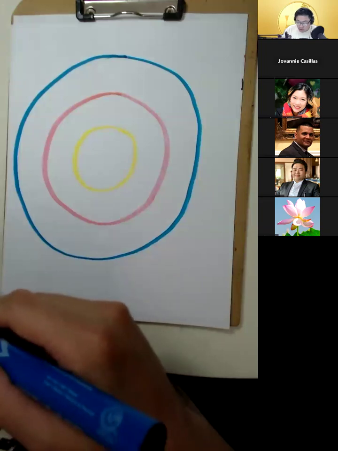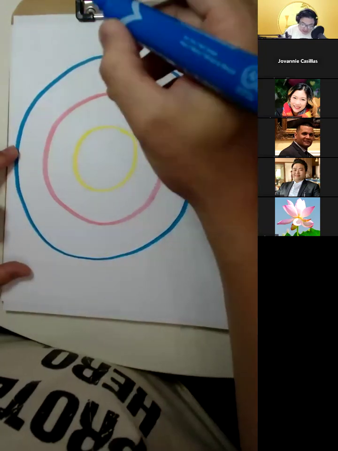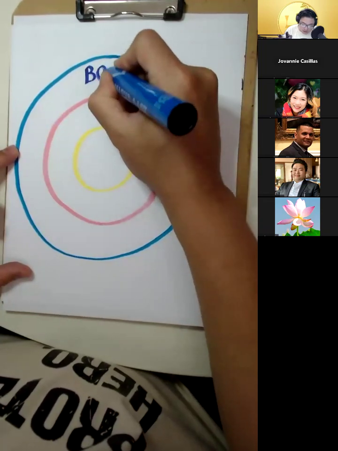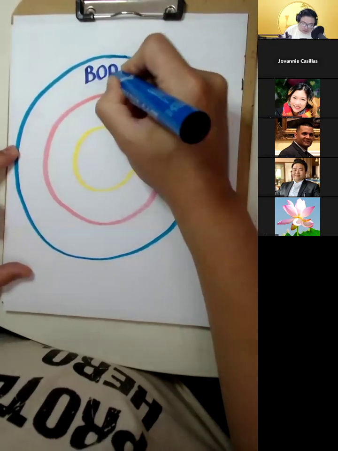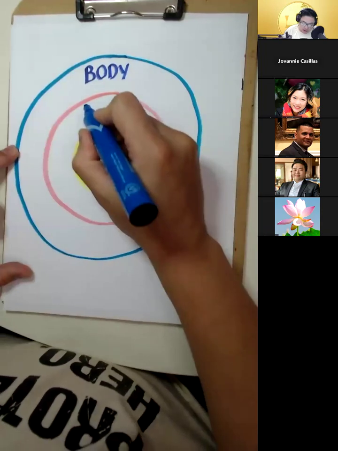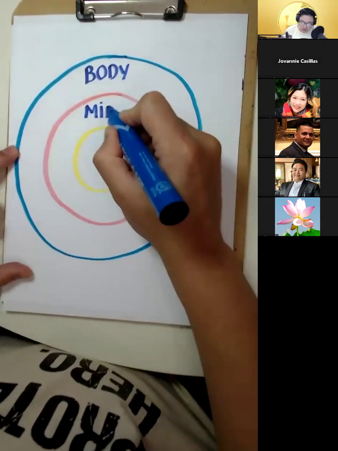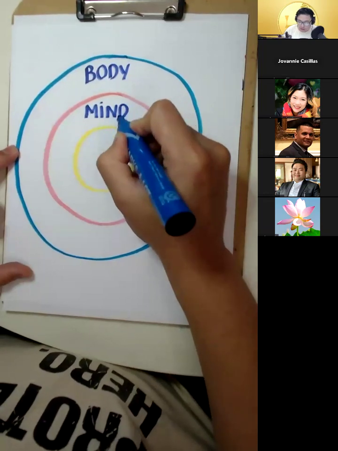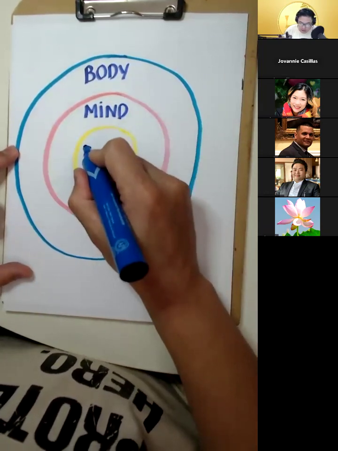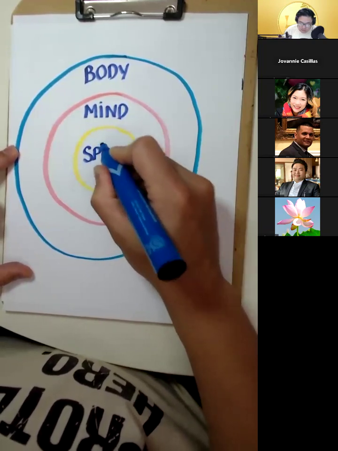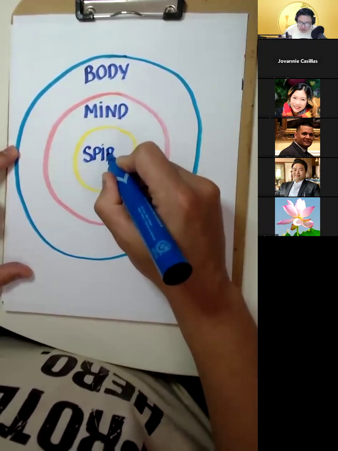So if you were to see the outermost layer as the body, and we also have the mind, and we also have the spirit.